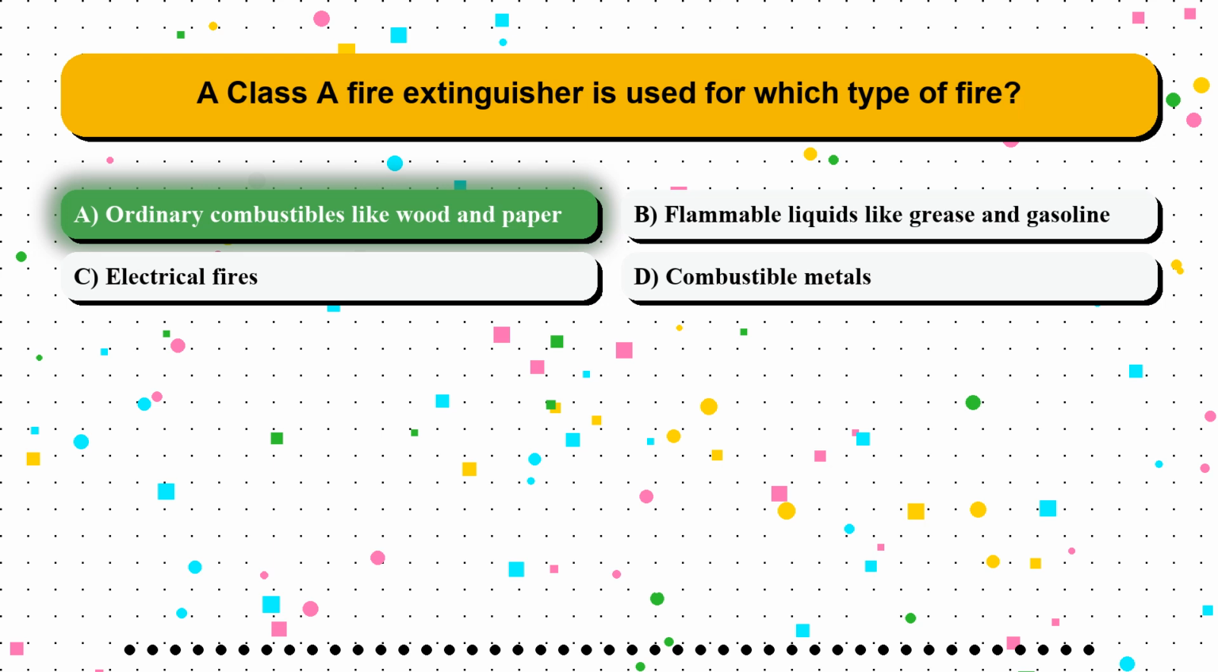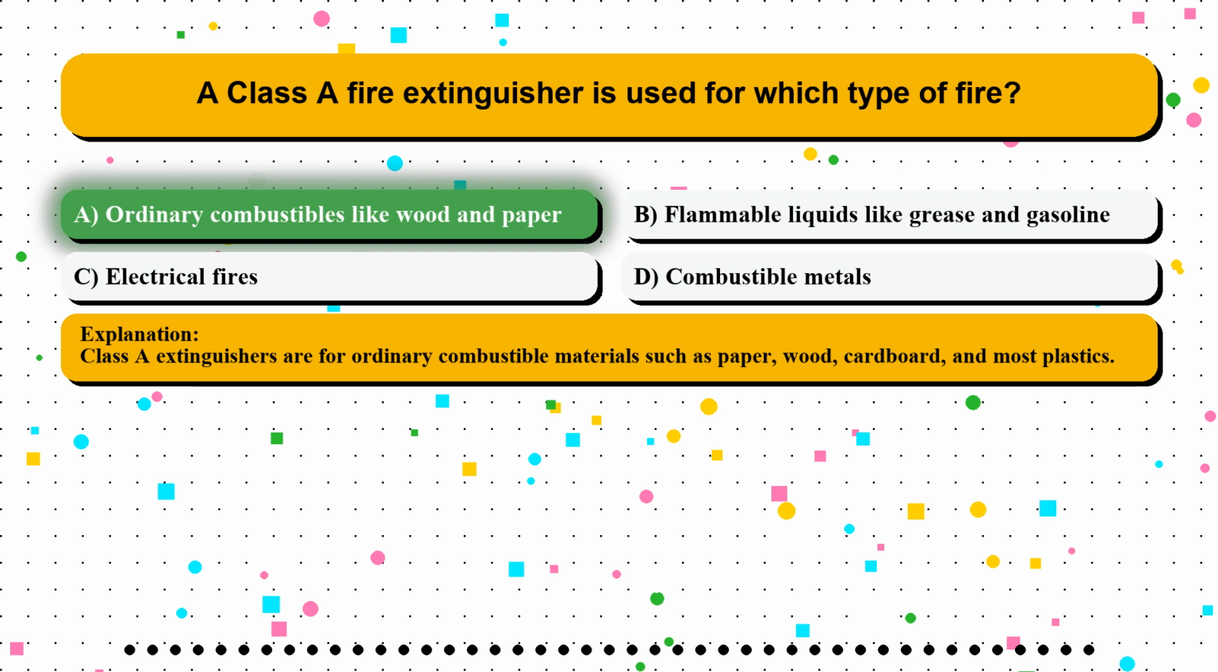The correct answer is option A, ordinary combustibles like wood and paper. Class A extinguishers are for ordinary combustible materials such as paper, wood, cardboard, and most plastics.